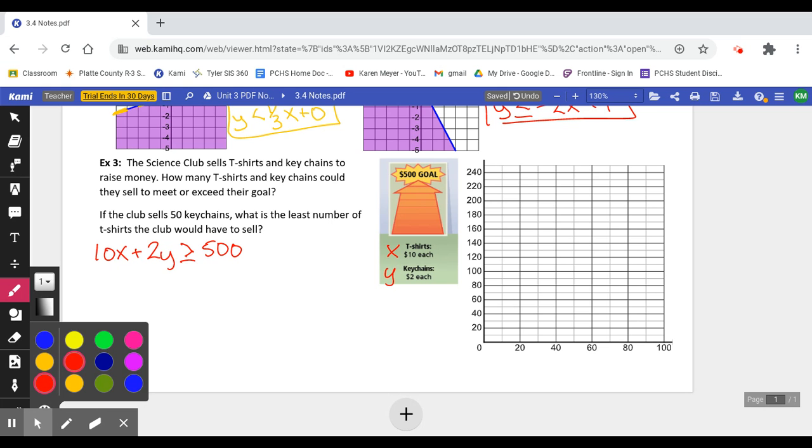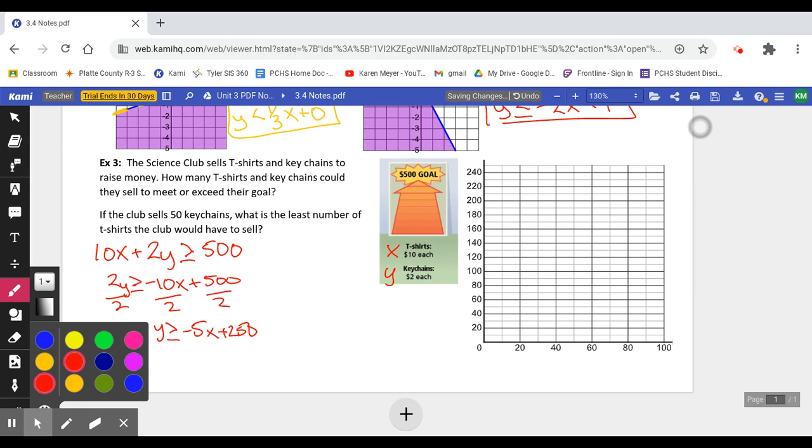So then we're going to solve for y. So move the 10x over. So 2y is greater than or equal to -10x plus 500. Divide both sides by 2. So y is greater than or equal to negative 5x plus 250.